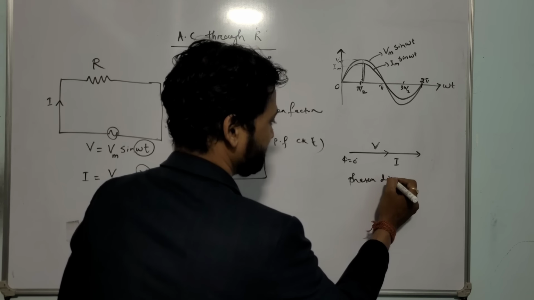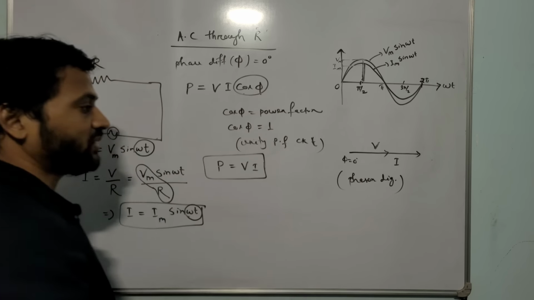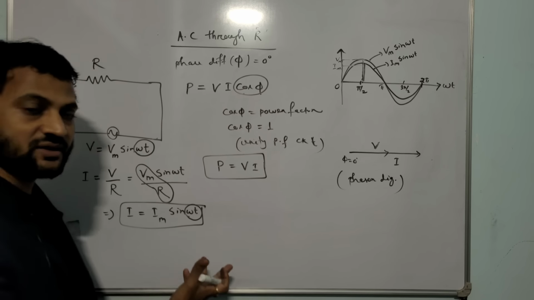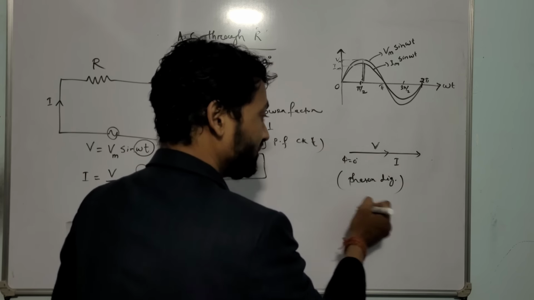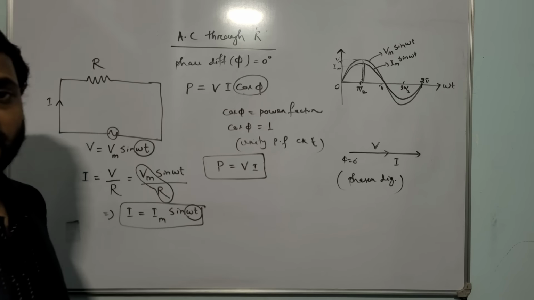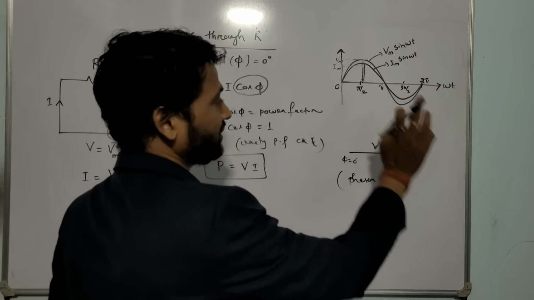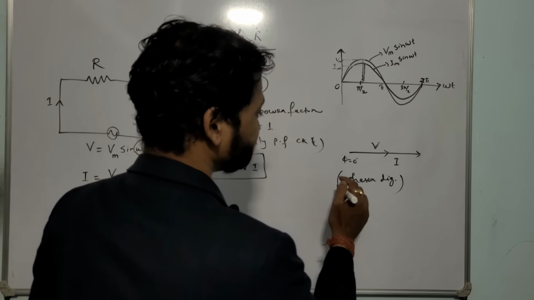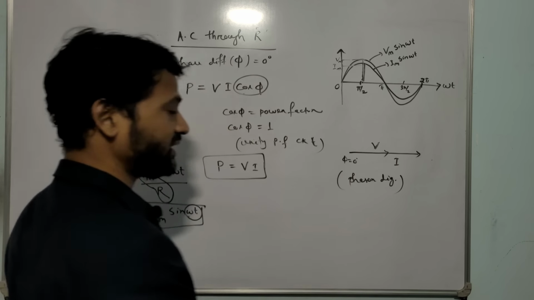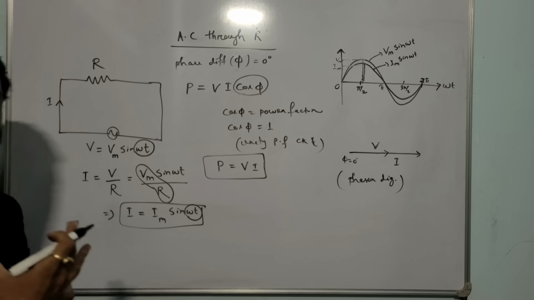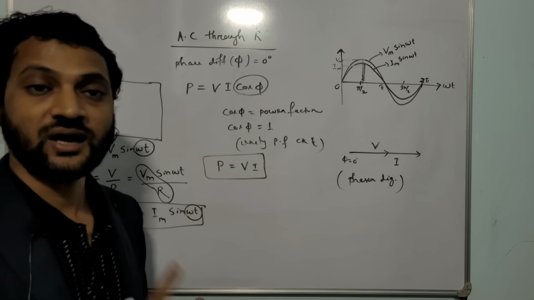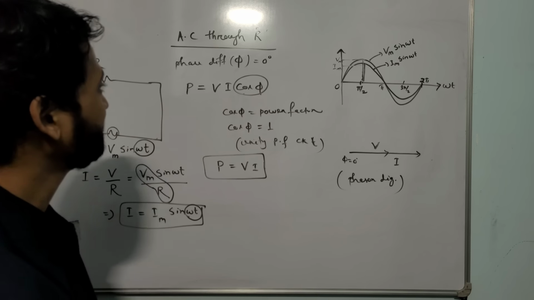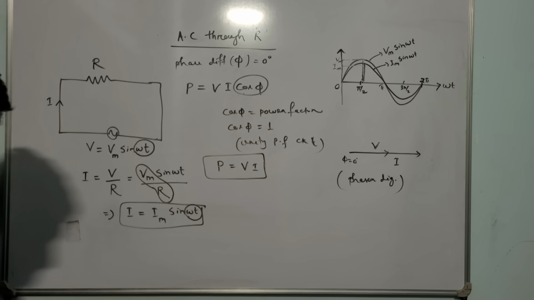Phasor diagram. Next onwards, while I am teaching AC through an RL circuit or RC circuit, that diagram will help you derive the expression of impedance. So by using this phasor diagram concept, we can derive the expression of impedance of RL circuit, RC circuit, RLC circuit. Okay, I hope it is clear.